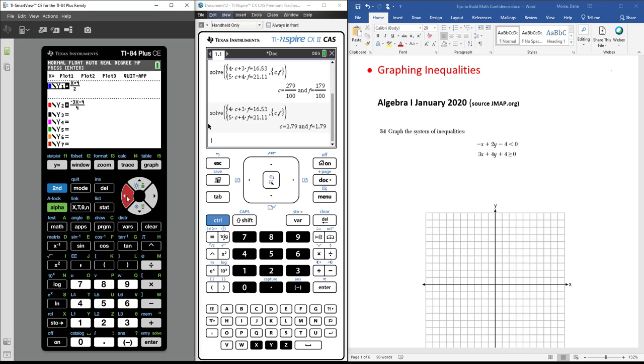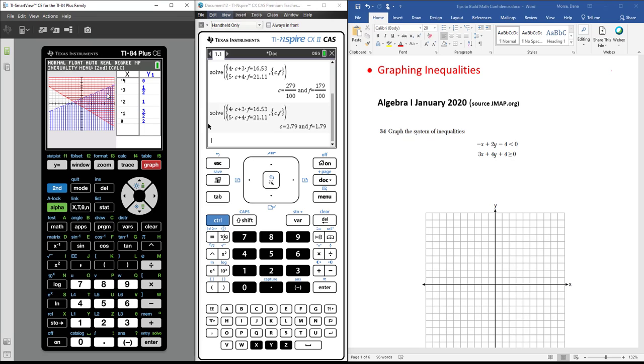So I will go on the 84 CE to the style of line, and I see that it's going to be strictly less than. Thing of beauty here. Dotted line shaded below. That's exactly what I need. I'll select OK. I'll go down to the second one, engage the style of line. I need greater than or equal to, solid line, shade below, perfect. Graph it, dashed line shaded below, solid line shaded above. I can see the solution set. This now is a game changer.